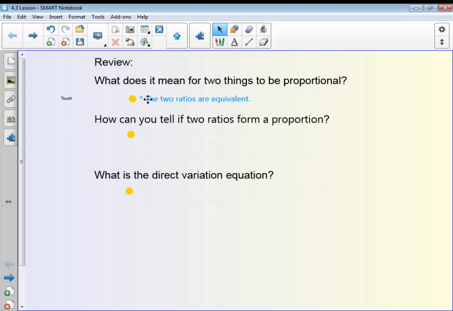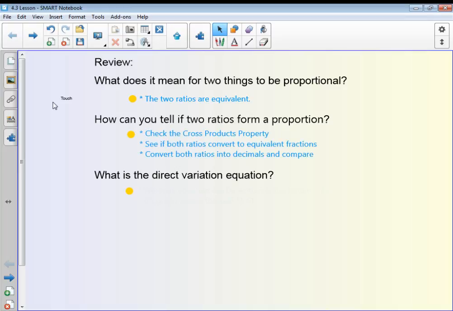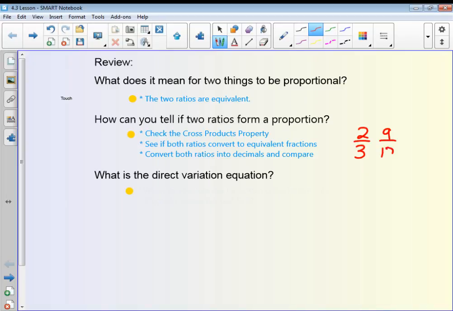In order for two things to be proportional, the two rates have to be equivalent or equal to each other. How can we tell if two ratios are proportional? There's three different methods that you can use. One of them is that you could check the cross products property. For example, if we had 2/3 and 9/12, we could check cross products.